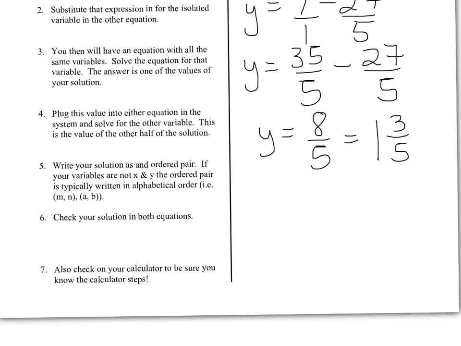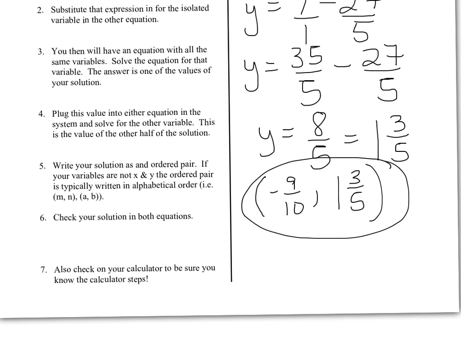So we got that x was negative 9/10 and we got that y was 1 3/5. That's an ordered pair, so we're going to go ahead and write our answer as an ordered pair: x, negative 9/10, and y, 1 3/5. And that is your solution to the system.